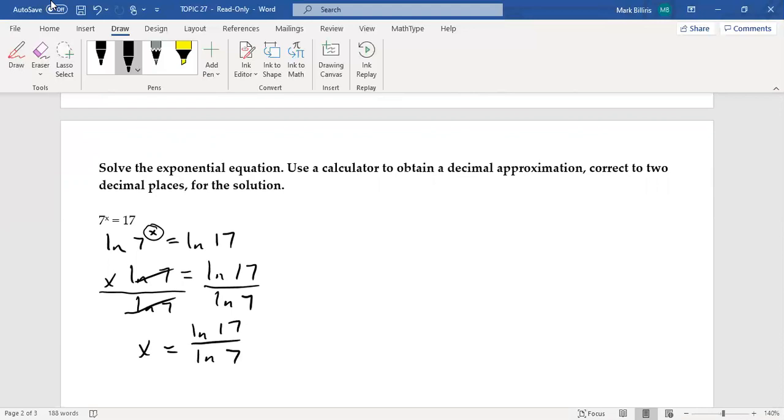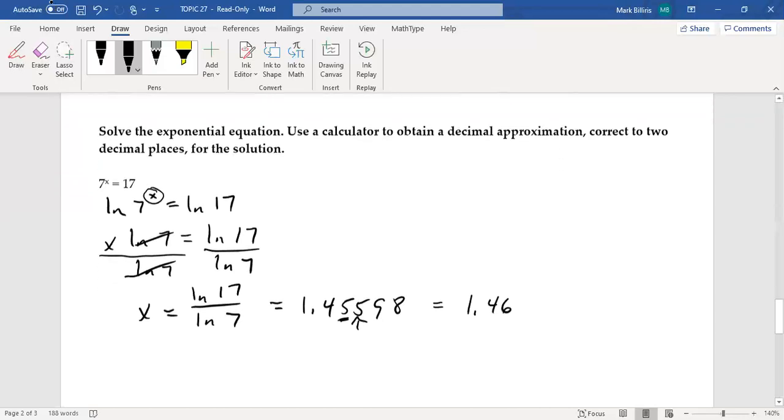So what you want to do is plug that into your calculator. We have the natural log of 17 over the natural log of 7, and that comes out to 1.4559. We're going to round to 2 places, so we're rounding to the hundredths place. Since this is a 5, this will change to a 6. So our answer would be 1.46.